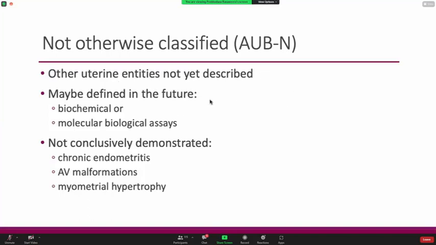Otherwise, non-classified: we can't find another cause yet, right? It could be a biochemical cause, it could be molecular. We don't know exactly what's happening. Some are chronic endometritis, AV malformation, myopathy. So there are so many things still coming up to increase our understanding of abnormal uterine bleeding. So these all go to not otherwise classified yet, right?